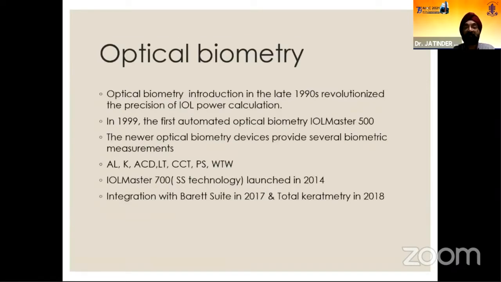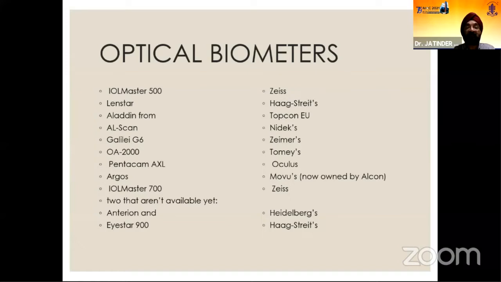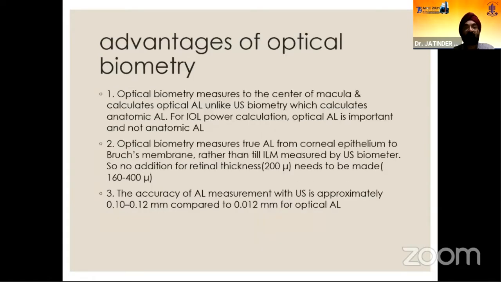Optical biometer is now considered a gold standard, introduced in 1990s. IOL Master 500 came in 1999, and IOL Master 700 made its appearance in 2014. And in 2017, there was integration with Barrett suite and with total keratometry in 2018. These are the various optical biometers. Along with IOL Master 500 and 700, we have Lenstar, Galilei, and so on and so forth. What are the advantages of optical biometry?